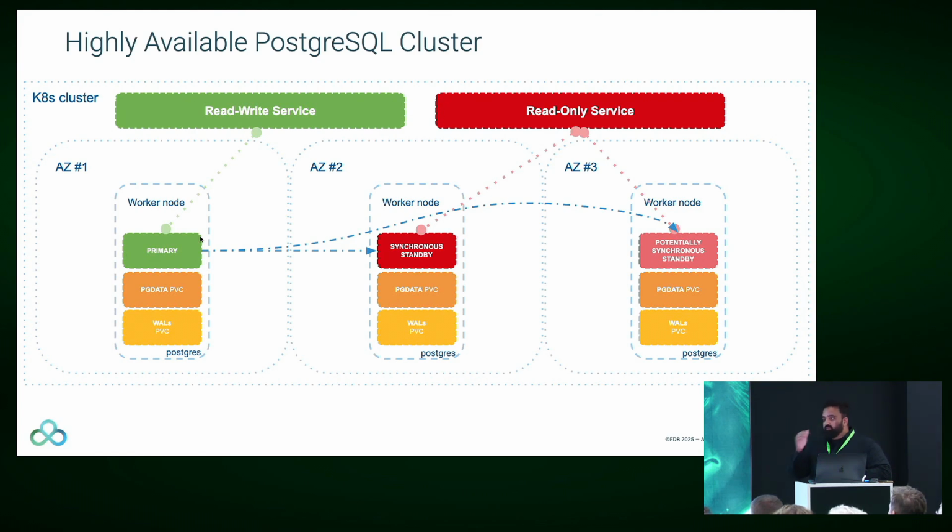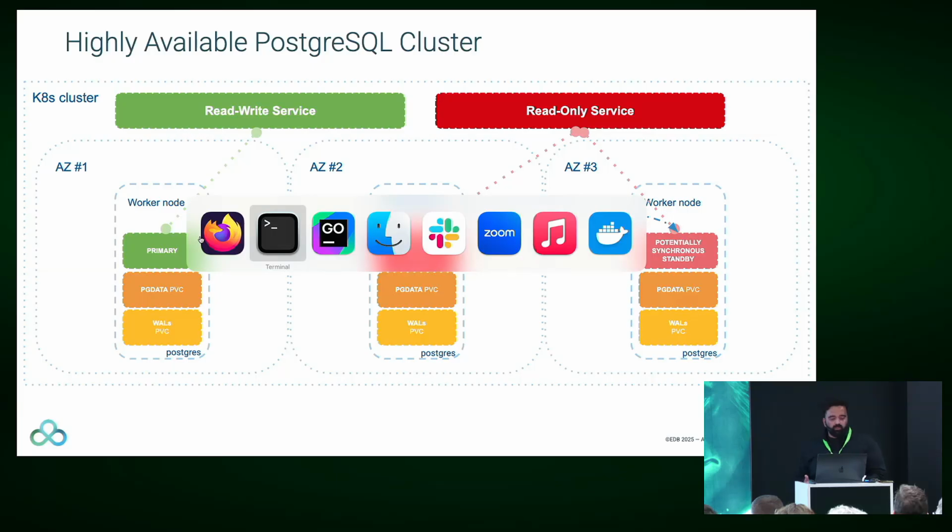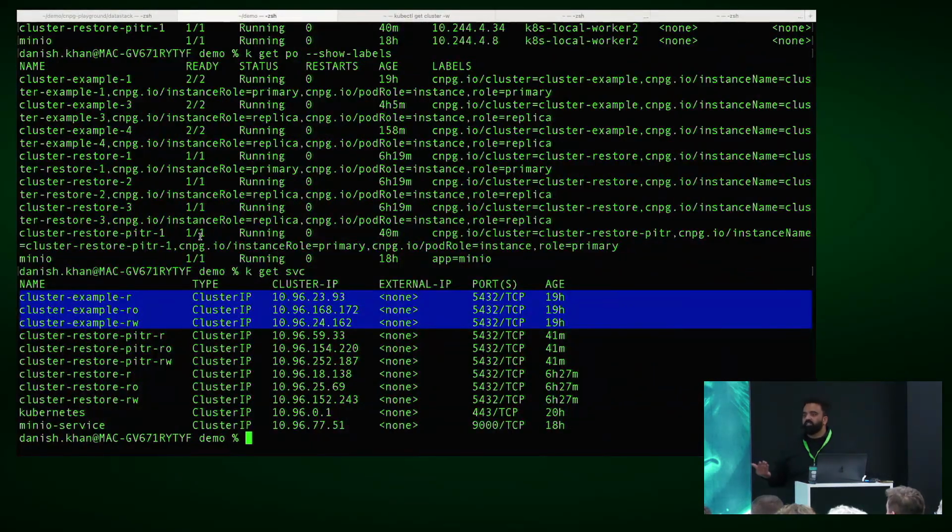Read only service goes to the replicas like that. So we have segregated those things, right? So you do reads on the replicas and you do writes on the primary. So if you want to configure your application, you can consume these three services to configure your application, maybe via load balancer, however you want.